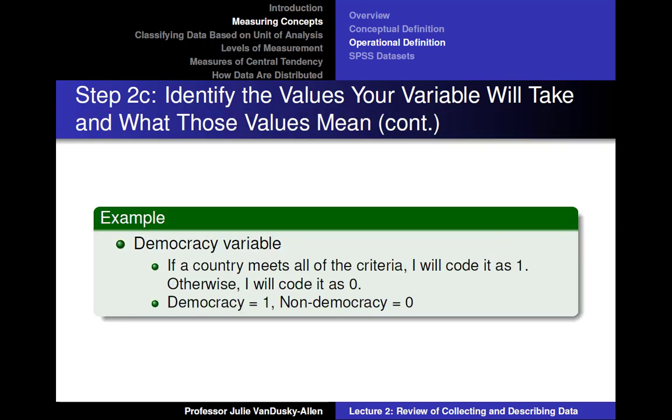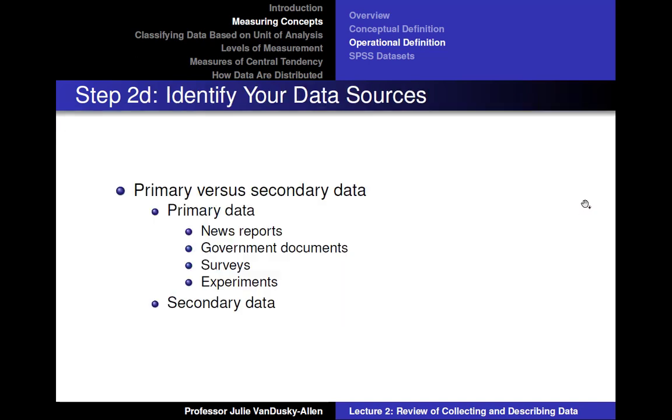For example, with our democracy variable, we can make a rule that when we identify a country as democratic, meaning it has free and fair elections and leaders face re-election at fixed intervals, we can give it a value of 1, and all other countries would receive a value of 0. The last step in creating an operational definition is identifying your data sources.